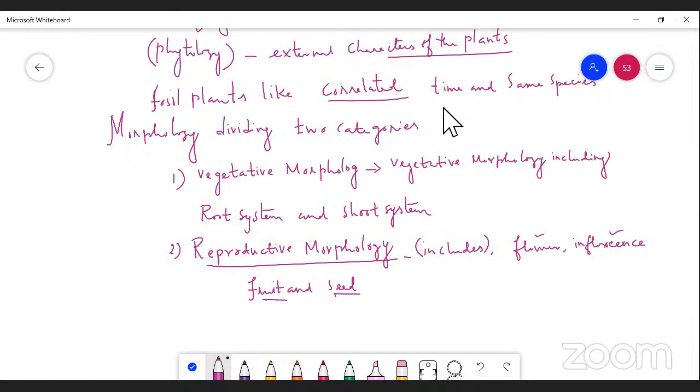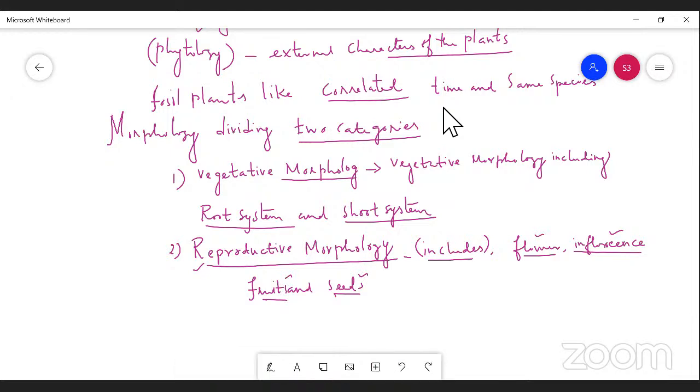Morphology, the external characters of plants, is important for taxonomy, anatomy, and phylogenetics. For example, fossil plants can be identified by the stem, root, flowers, and fruits. Morphology is divided into two categories: vegetative morphology, including the root system and shoot system, and reproductive morphology, which includes flower, inflorescence, fruits, and seeds.